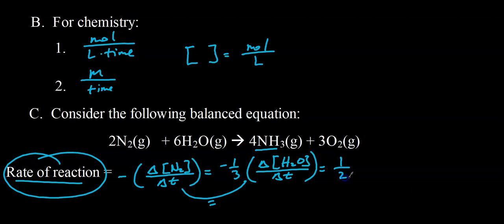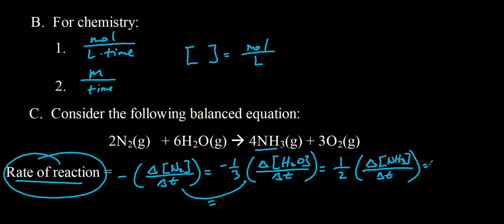The ammonia is being produced twice as fast as the nitrogen is being consumed. Again, for every 1 mole of nitrogen that reacts, you produce 2 moles of ammonia. So we want to go change in concentration of the ammonia over change in time, multiply that by 1/2 or divide by 2, and that'll give us our rate of reaction.